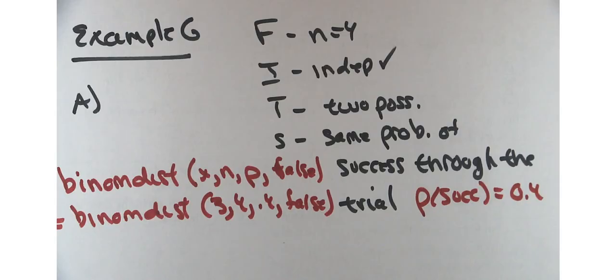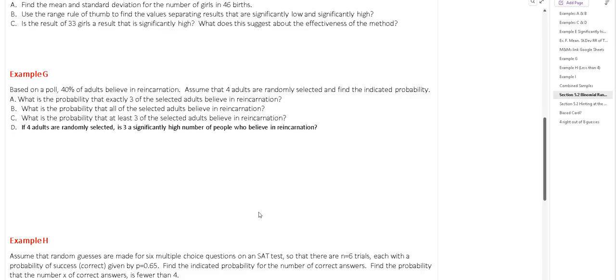Let's take a look at the next part here. What's the probability that all the selected adults believe in reincarnation? How's that going to change things? What different do I have to put in now compared to the first one? Yeah, 4 instead of 3, right? This time you're looking for 4 out of 4 successes. So 4 instead of 3.